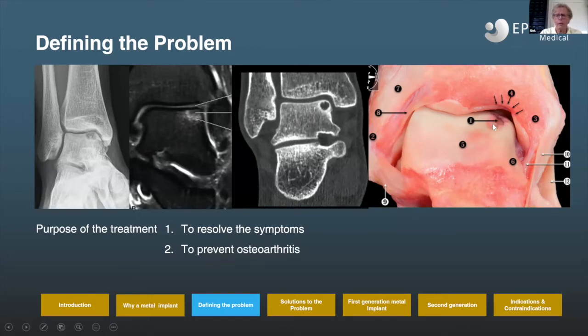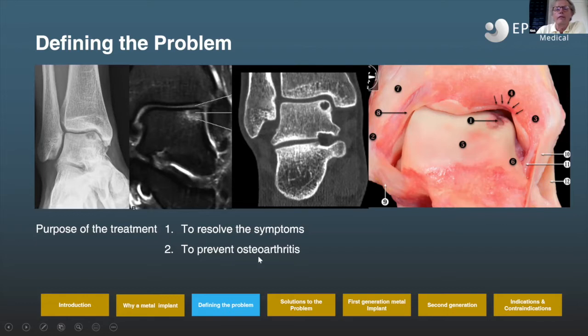So if we have such a patient with an active lesion, deep ankle pain, then what is the purpose of our treatment? And the purpose is twofold. First is to resolve the symptoms of the patient. And the second is that we might want to prevent deterioration of this ankle, and that without our treatment, it will go to osteoarthritis later on.